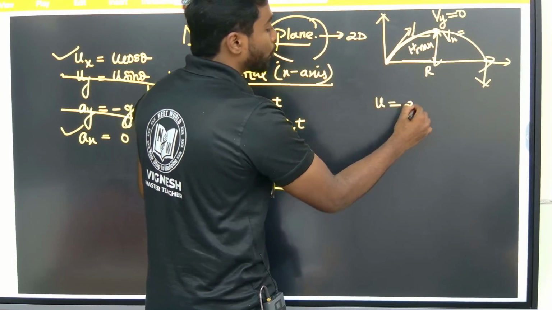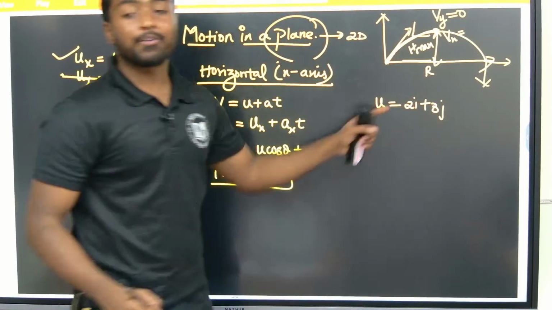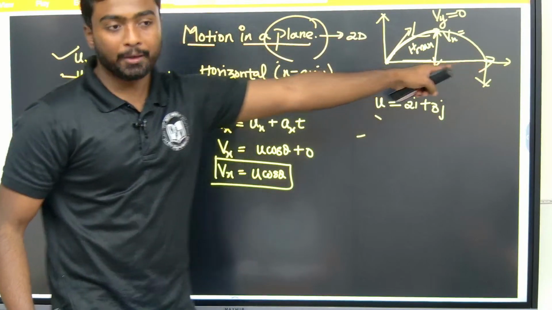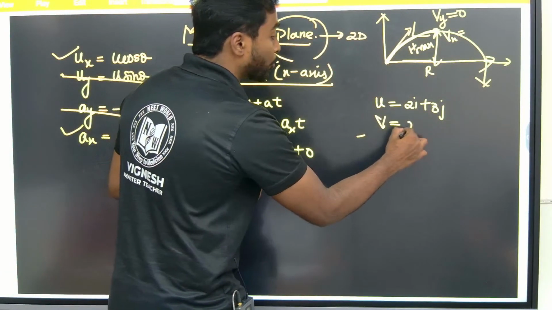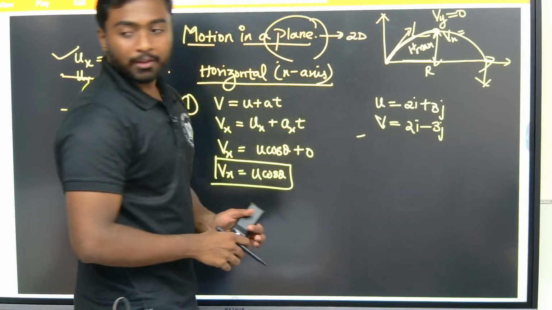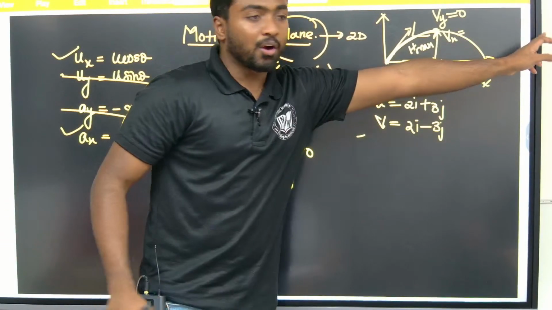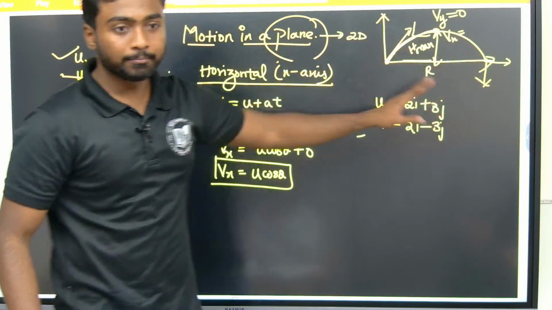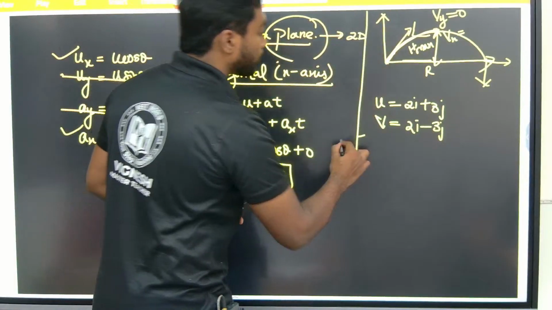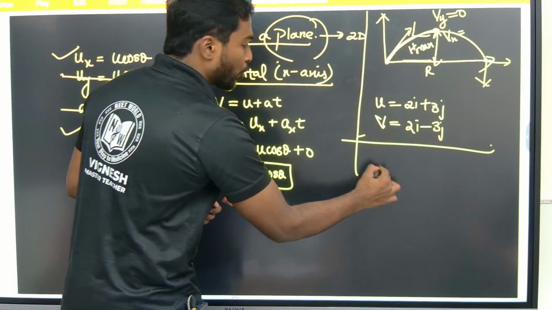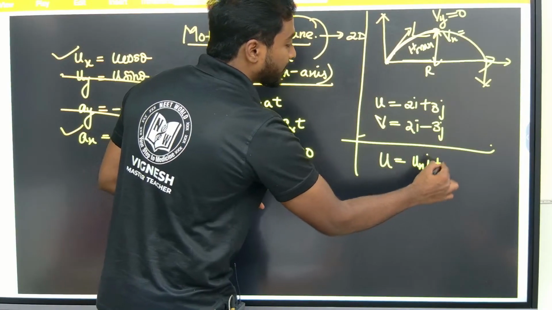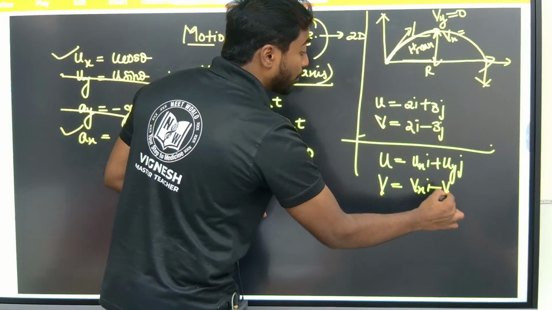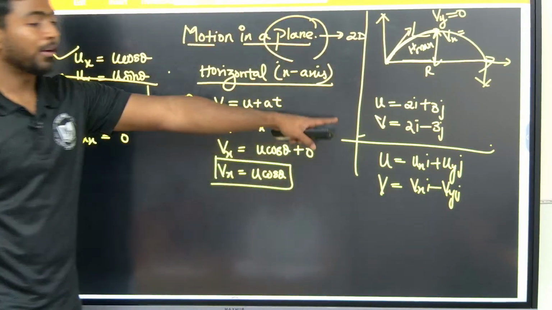Some questions they can ask, for example, initial velocity is given as u is equals to 2i plus 3j. What is the final velocity of the object when it reaches the other side of the ground? Which is nothing but v is equals to 2i minus 3j. Velocity in x axis remains constant only, but in y axis it gets reversed. This one thing you can note down. So u will be equals to uxi plus uyj, then v will be equals to vxi minus vyj. Note this point.